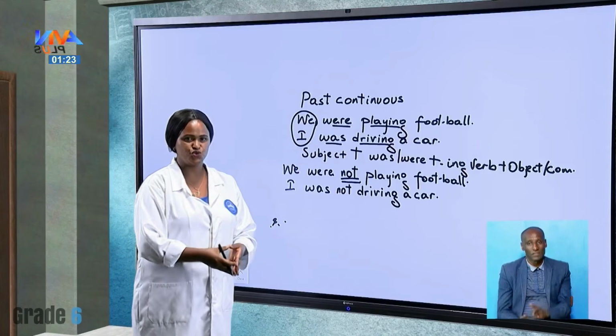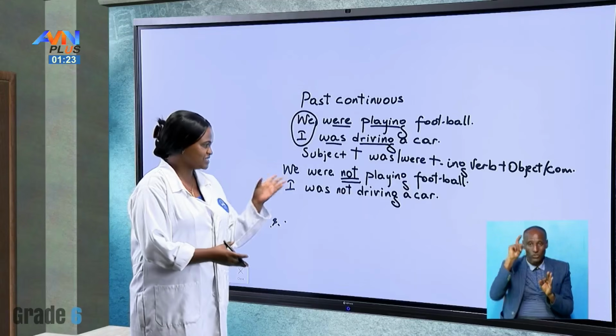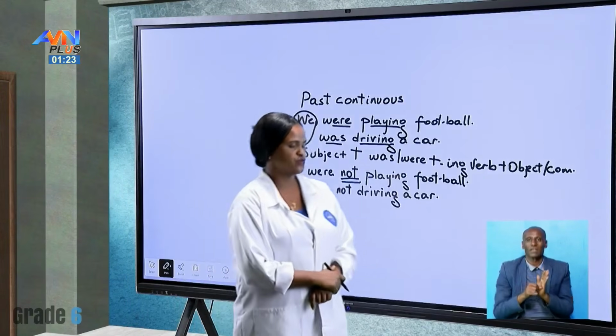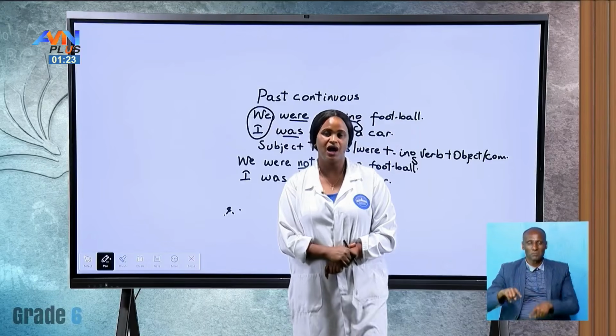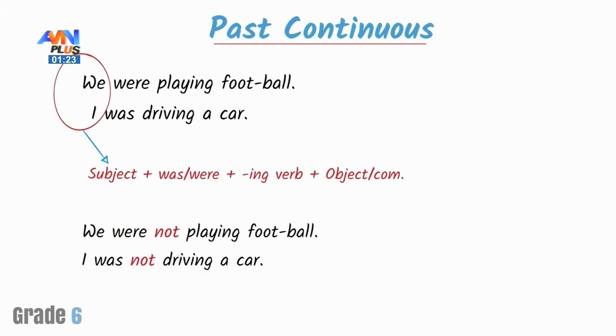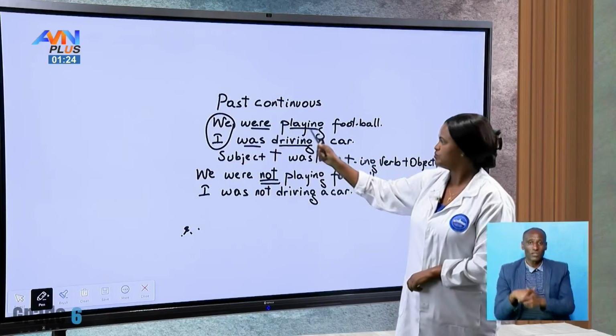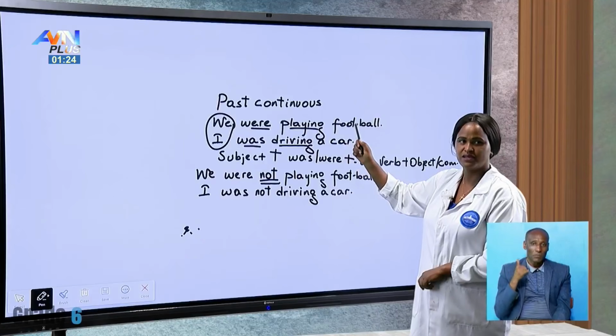How about the third type of sentence, which is interrogative? Let us change these sentences into question form. Let me give you a few seconds. We were not playing football, or we were playing football. How can you make it interrogative? It's better to refer to this one. We were playing football. You can see this, and it's easy to make it a question or interrogative.